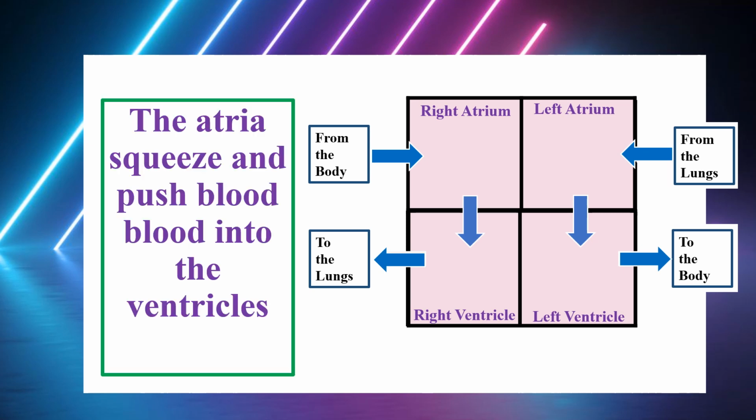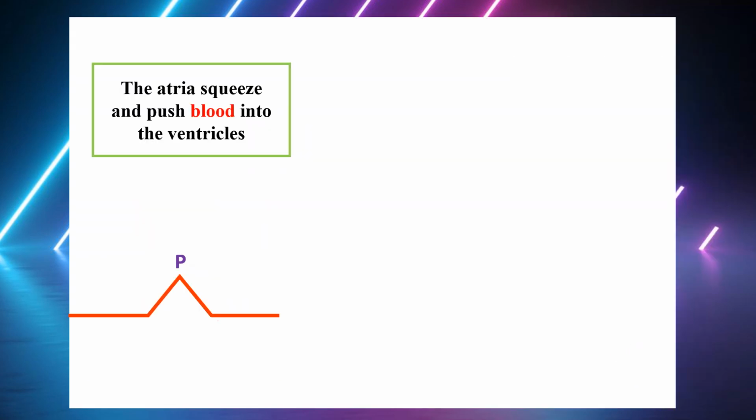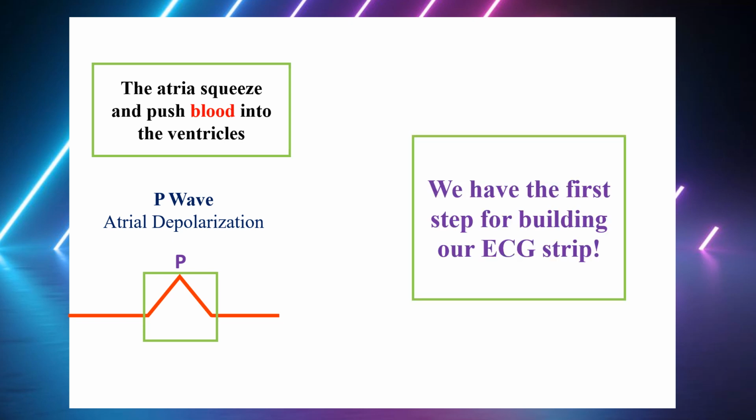The atria, which is plural for atrium, squeeze and push blood into the ventricles. We know the atria squeeze and push blood into the ventricles, and it does that when the atria depolarize. That's atrial depolarization. It puts out a shock, and that shock causes the muscle to contract. So this P wave is atrial depolarization. We have the first step for building our ECG strip.